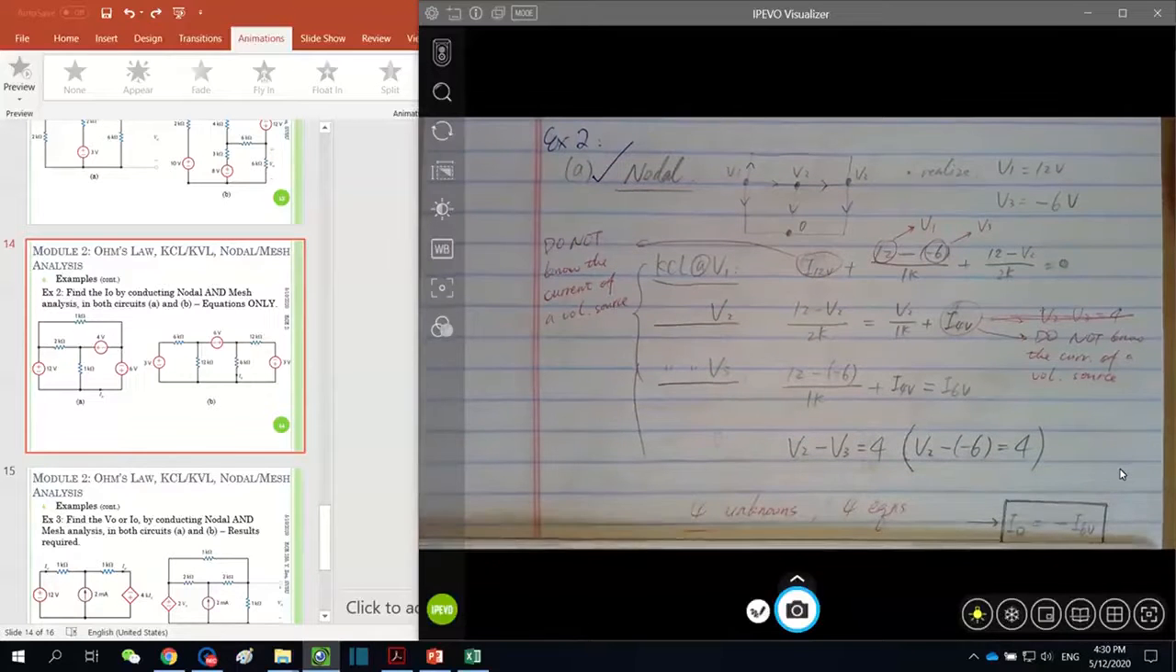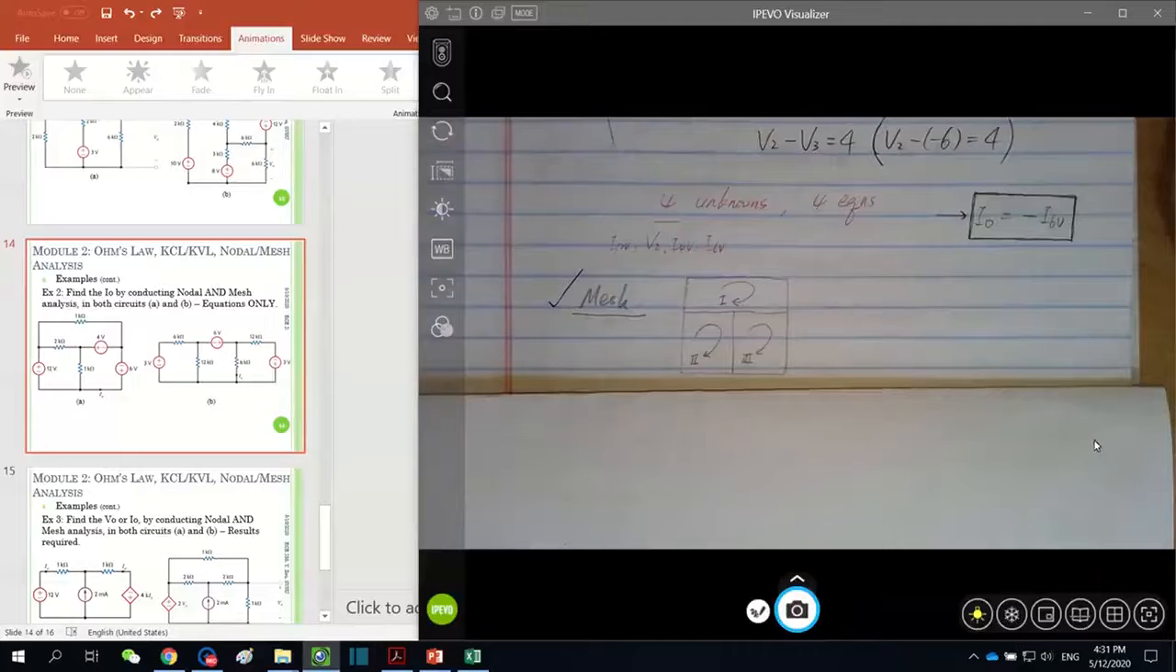Last but not least, keep your mind focused on what is really asked for. In this particular example, it is asking for I naught, not anything else. So from those four equations and the involved unknowns, we have to come up with I naught. I naught in this circuit is labeled in the direction opposite to our I6 volt. Therefore, I naught equals negative I6 volt.